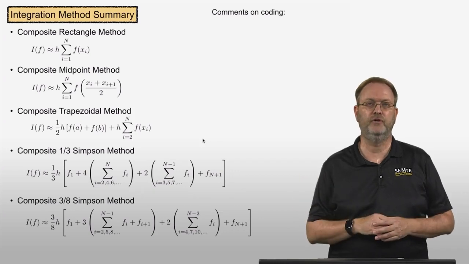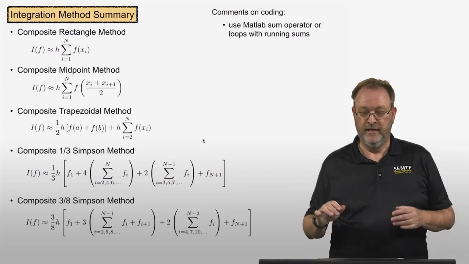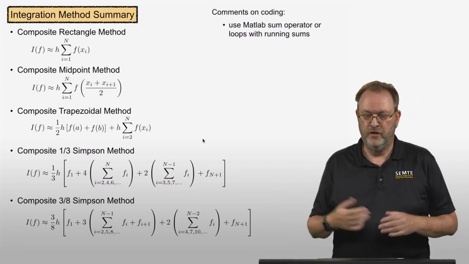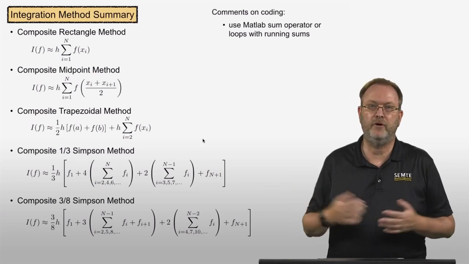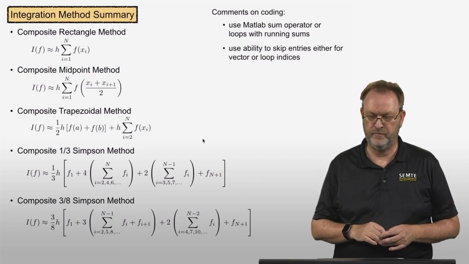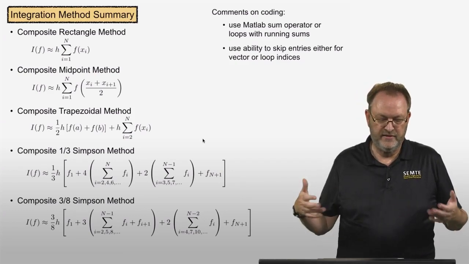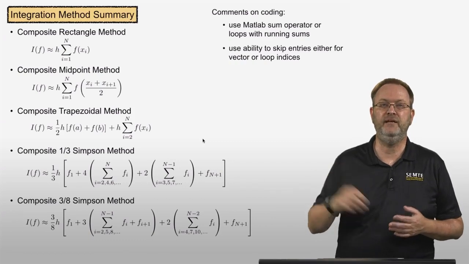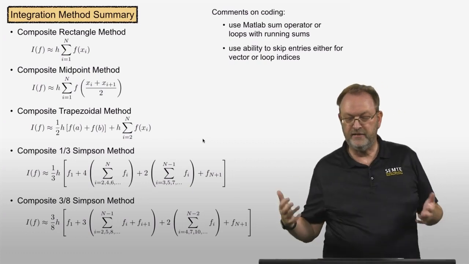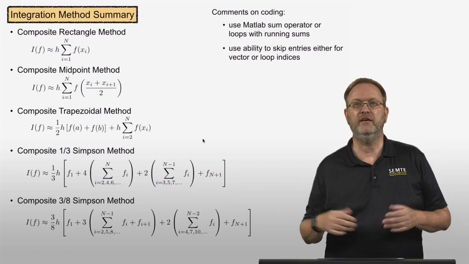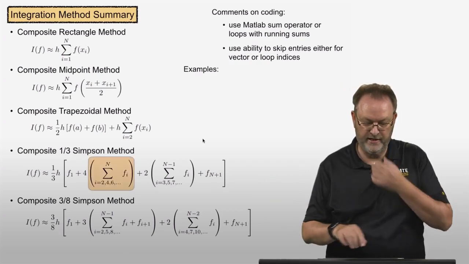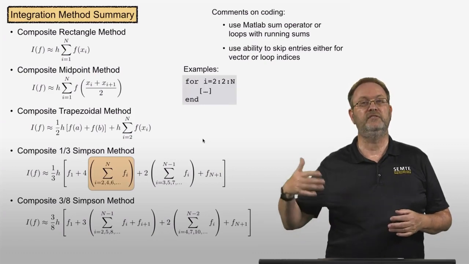Now, a comment on coding. How do we do this coding? You'll see in these formulas there's a whole lot of sum symbols. So you can either use the MATLAB sum function, or loops with running sums. And you'll also see in these Simpson's methods, we'll have to skip indices. We go from 2 to 4 to 6. So what you'll need is the ability to skip entries, either for a vector index or the loop indices. As an example, this sum 2, 4, 6, we can do as a loop.